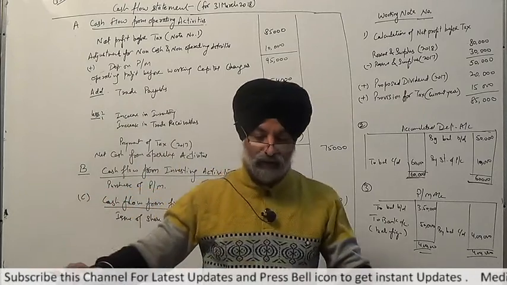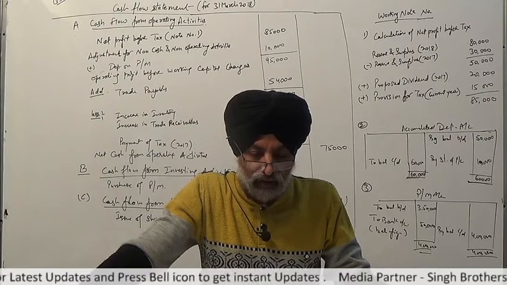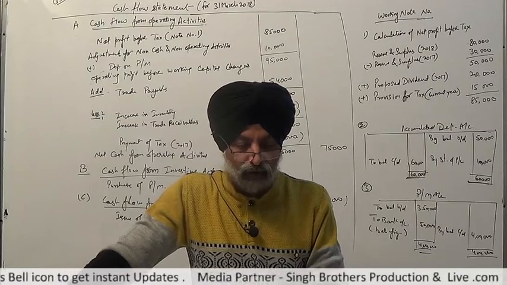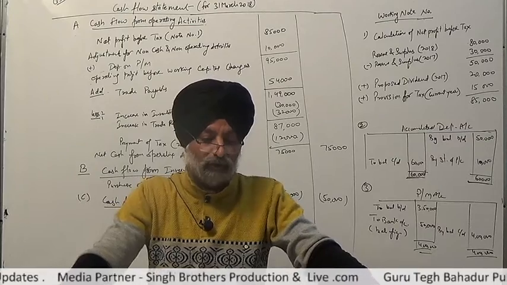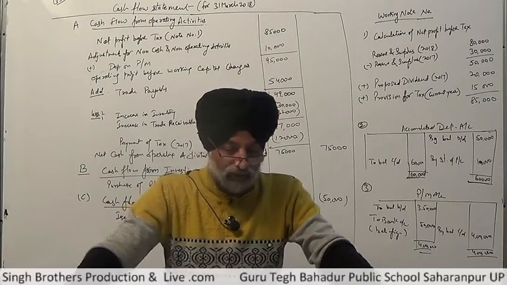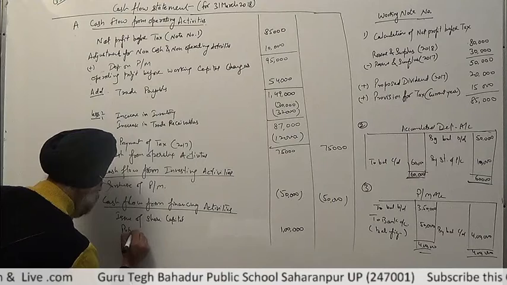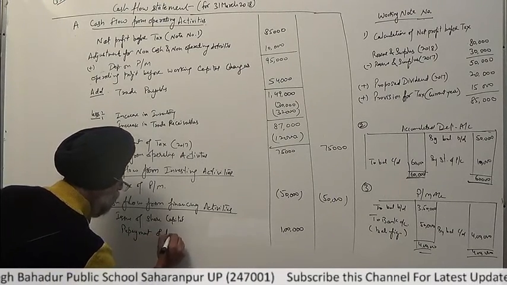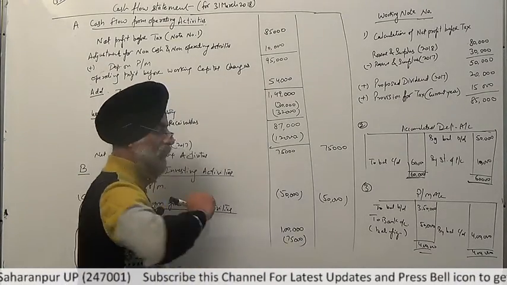Then after, it is given in the question that there is a repayment of loan. Repayment of loan, note number 1, in 2017 there is a loan of 75,000. In 2018 it is nil. So it means this loan is to be repaid to the bank. So this is an outflow of cash. Repayment of loan 75,000. Take it in bracket.